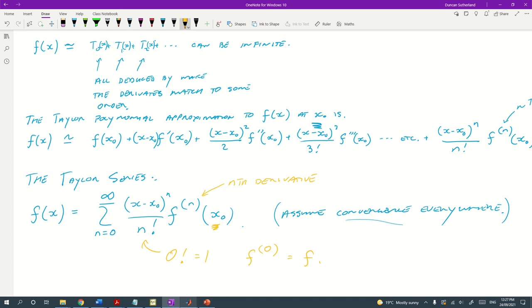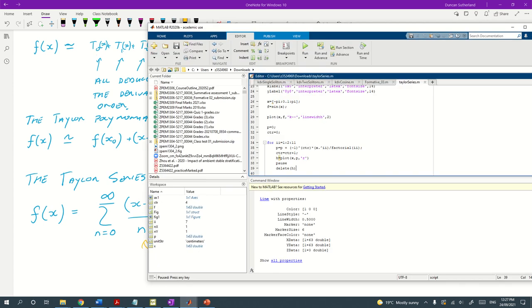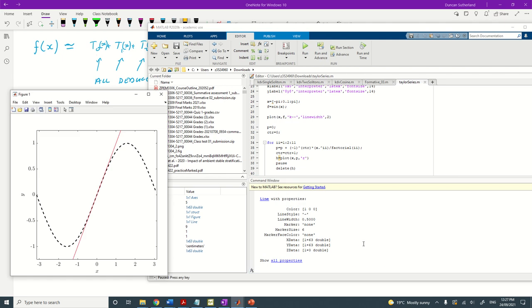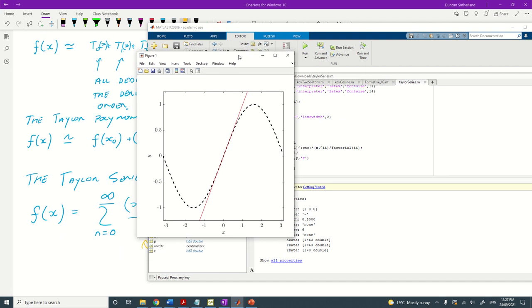We're now going to have a look at how the Taylor series works. I'm going to illustrate adding more and more terms. So I've got MATLAB here, and we're going to run the MATLAB code. What I have here is a plot of sine of x in the dashed black line. The red straight line is the first Taylor series, a first order Taylor polynomial, so a linear function.